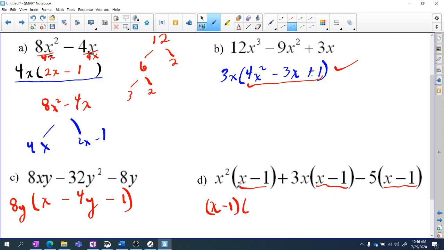And now if you divide each of these by x minus 1, you'll be left with x squared plus 3x subtract 5. I'll check this to see if it factors any further. It's a simple trinomial. I would have to multiply to get negative 5, and then the numbers that I multiply to get negative 5 would have to add to give me 3. That's impossible. The only way to multiply to get 5 is 5 and 1. There's no way to combine those with positives and negatives to get a plus 3. So you're done.